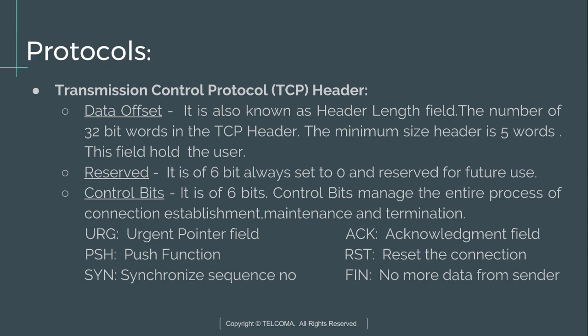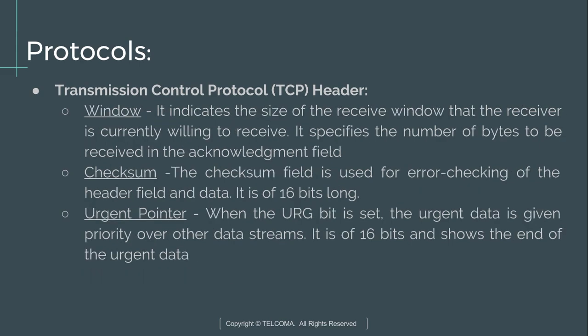Next is control bits. It is 6 bits, and the control bits manage the entire process of connection establishment, maintenance and termination. These bits are URG, urgent pointer field; PSH, push function; SYN, synchronize sequence number; ACK, acknowledgement field; RST, reset the connection; and FIN, finish, no more data from sender. So these are the control bits.